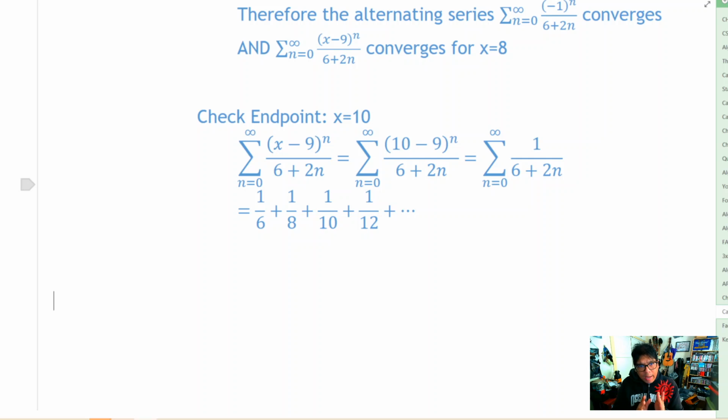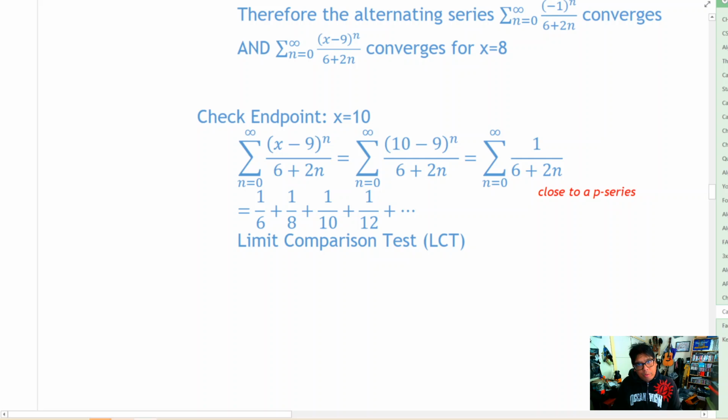But looking at the general term here, that 1 over 6 plus 2n, that's really close to a p-series. So when we have a series that's close to a p-series, we're going to use the limit comparison test, or the LCT. For this test, we're going to compare our close-to-a-p-series to an exact p-series that's closest to it. So the general term of this p-series, 1 over 6 plus 2n.